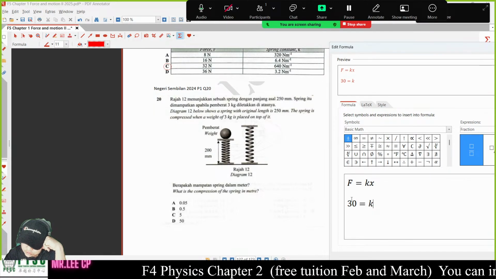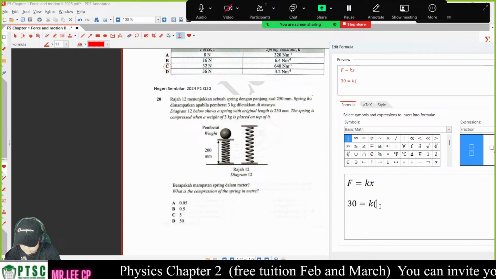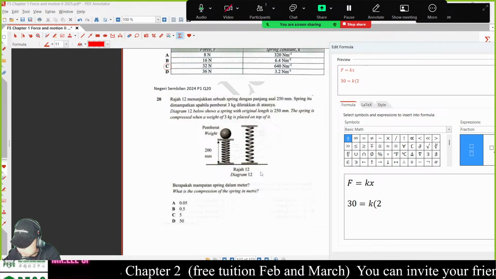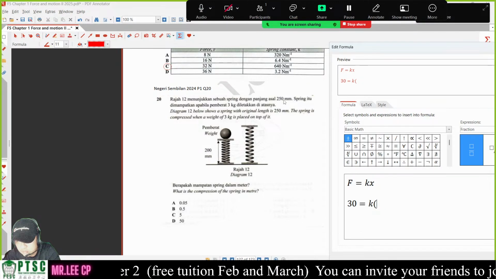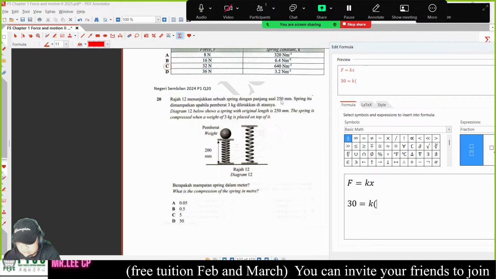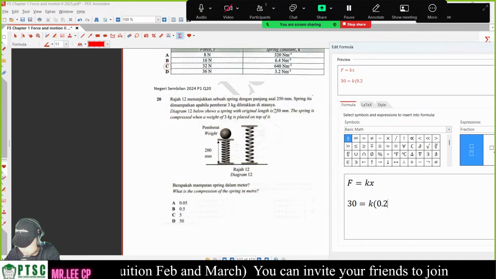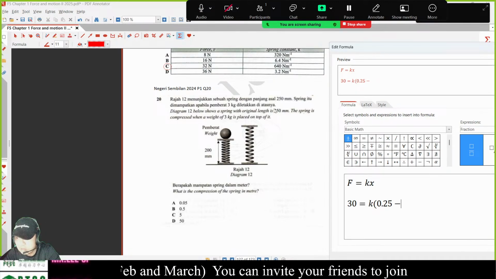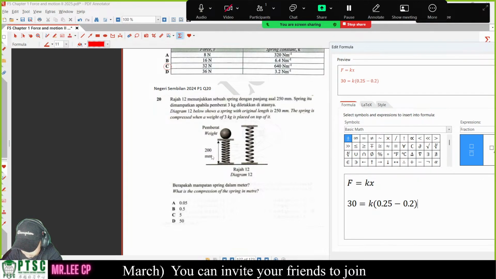Three kg, 30 Newton. Okay, K don't know. Extension it is. Original is 250. 250 in meter. I divide mm by 10, 25. I divide by 100, 0.25. 0.25 meter. Minus L. Minus this 200 mm. So minus 0.2. Okay.